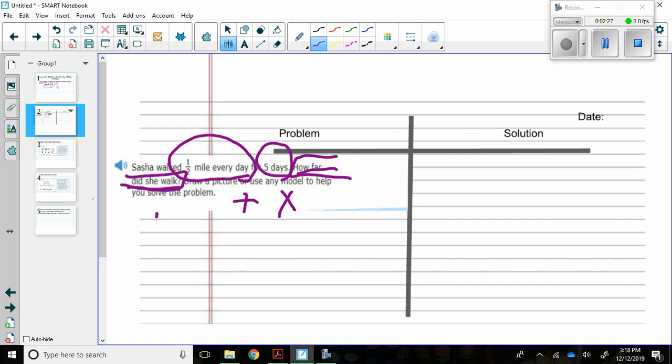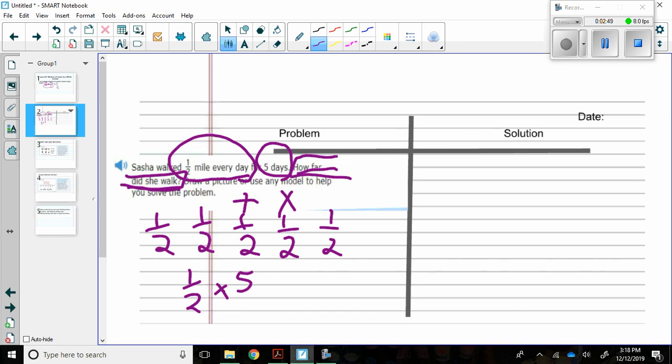We also know that when we add, we can also multiply to help us save time. So if we think of a 1/2 mile for 5 days, we could add a 1/2 mile plus a 1/2 mile plus a 1/2 mile plus a 1/2 mile plus a 1/2 mile. Or we could save time and just take 1/2 times 5. Both multiplication and addition go together to help us find the total.